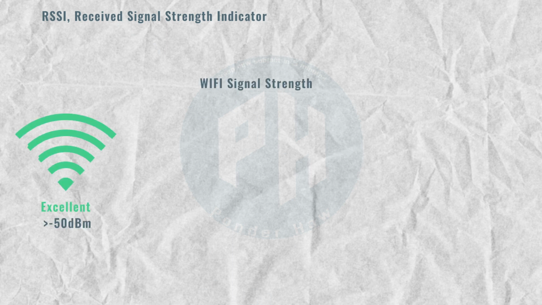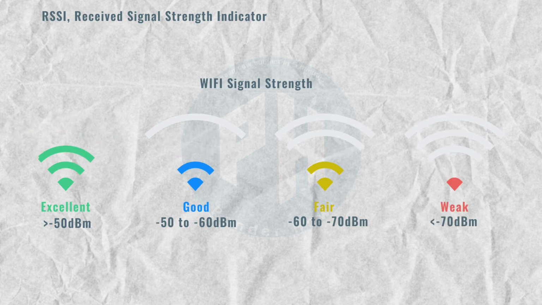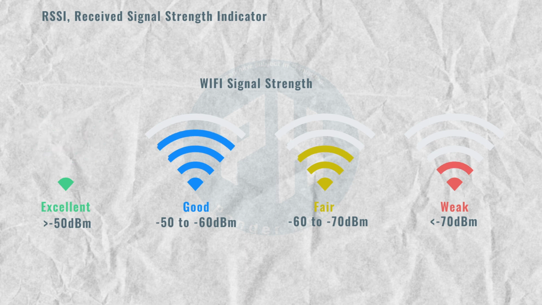In wireless communication systems, RSSI stands for Received Signal Strength Indicator. RSSI is used to assess the quality of the connection between devices. A higher RSSI value generally indicates a stronger and more reliable signal, while a lower RSSI value suggests a weaker and potentially less reliable signal.